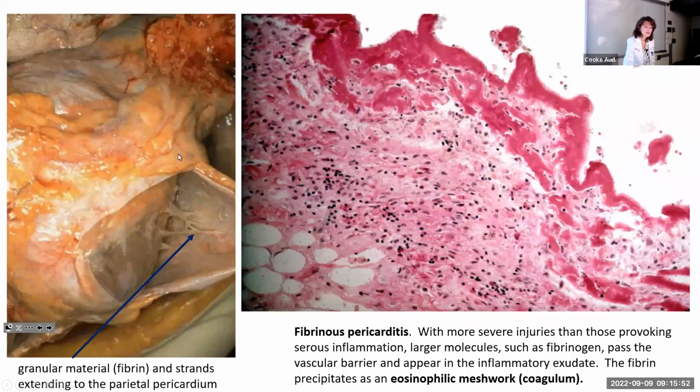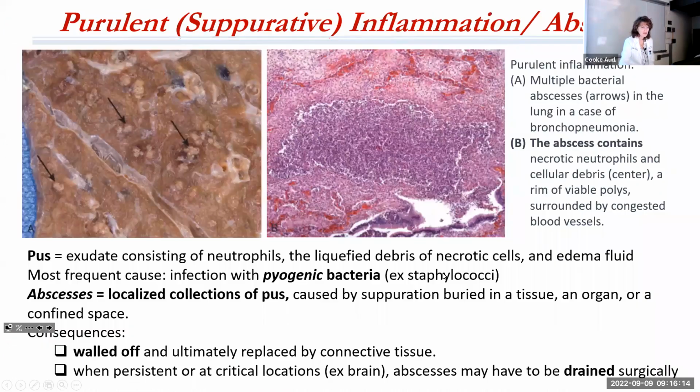Here's another example of pericardial sac opening, and between these two layers of pericardium, you see these fibrin strands. And in microscopy, you see this is the pericardium, and this is the so-called coagulum of fibrin. And also you can notice here these blue dots, those are inflammatory cells. Okay, the next type of inflammation is the purulent or suppurative inflammation or abscess.